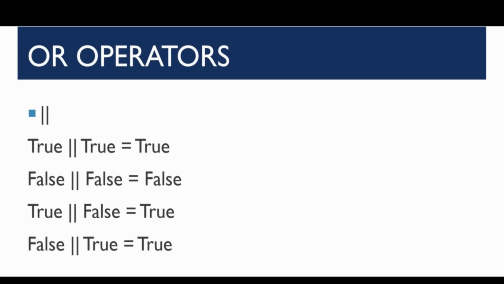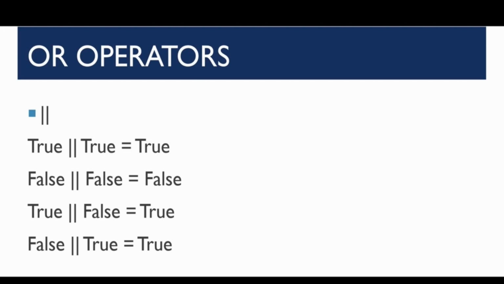Now what is an OR operator? The OR operator is another logical operator. In this, if either of the answers is true, then the resulting output would be true. So true or true is equal to true. False or false is equal to false, because neither of them is true, so the corresponding output would be false.